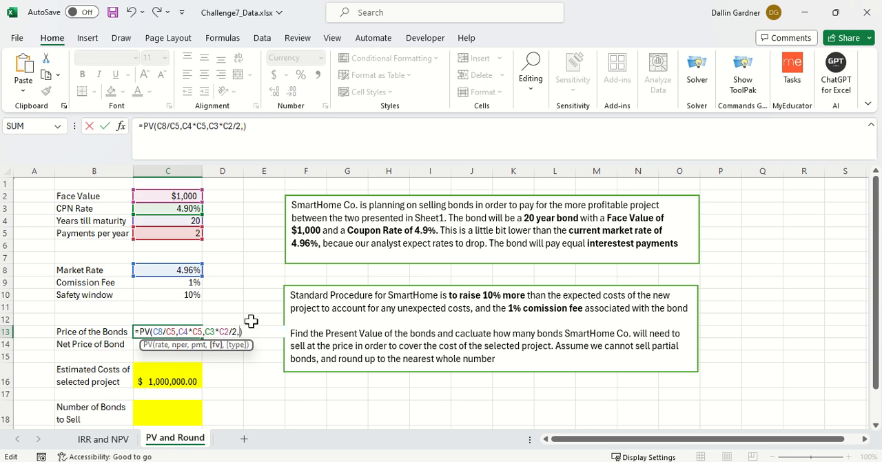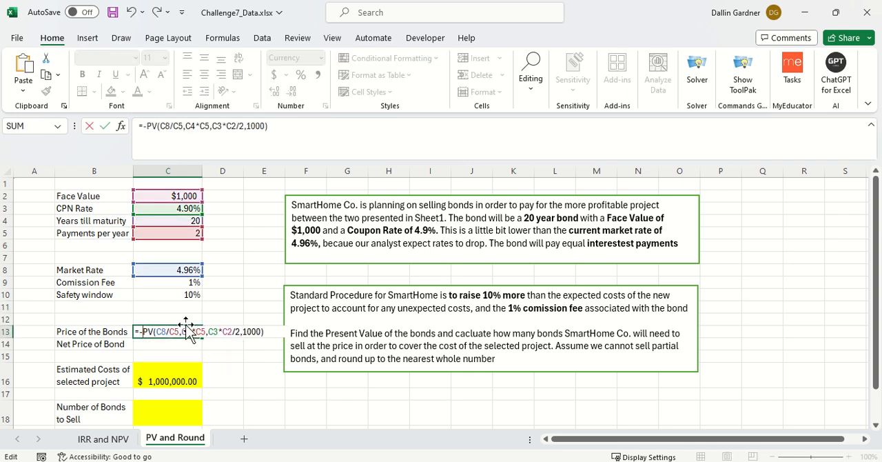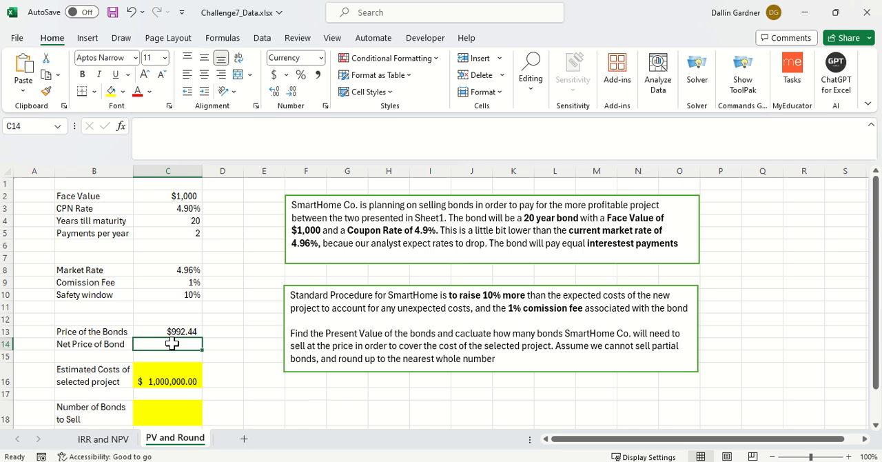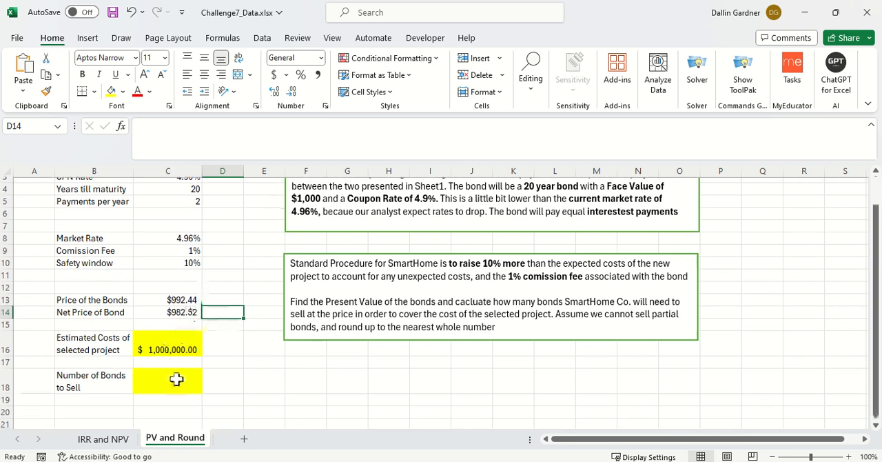And future value is going to be $1,000. So that gives us the price of the bond. I'm also going to make that a positive number. And we see that there's a 1% commission fee. And so we're just going to do it by default. So that's the amount of value you're going to get out of each bond that's being sold.